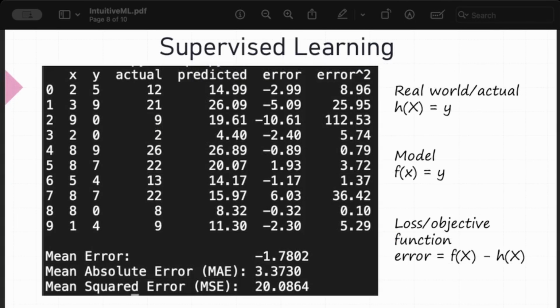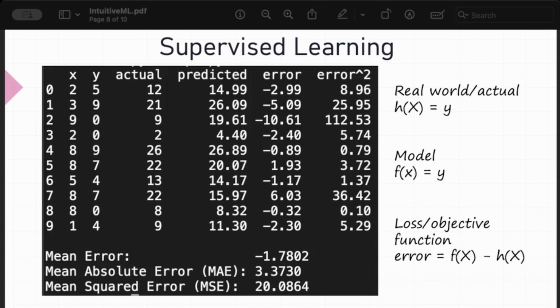Let's look at another example of supervised learning, this time with continuous outputs, not like our perceptron binary output. So here we have 10 sets of input values and the actual answer. So we have both the input and the answer. That's how we're able to do supervised learning.